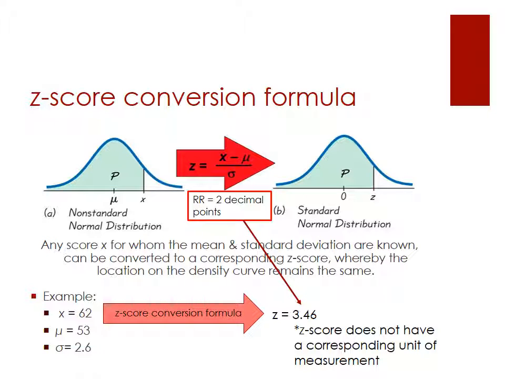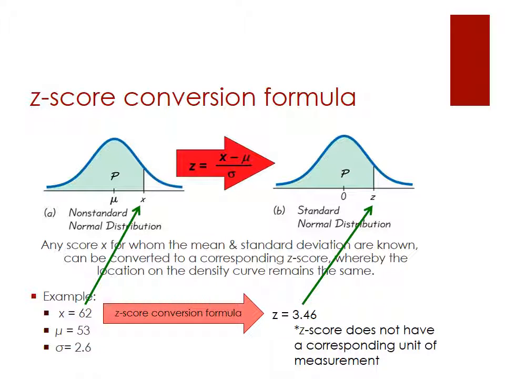You should have gotten 3.46. All right, notice that's if you're paying attention, making sure you're using your rounding rules appropriately. Notice, very importantly, because we've now converted our value, our x, to a z, because z distributions do not have any corresponding unit of measurement, your z-score does not have a corresponding unit of measurement. So if I've been talking about, for example, weight, and my x was in pounds, then my z-score would not be in pounds. It would simply be 3.46.